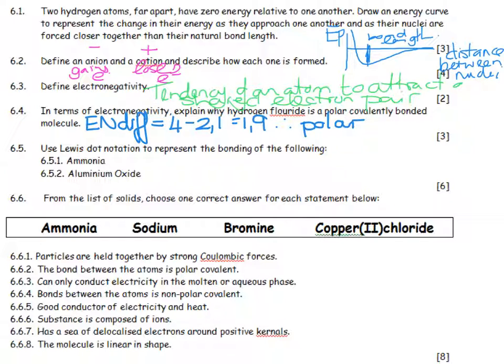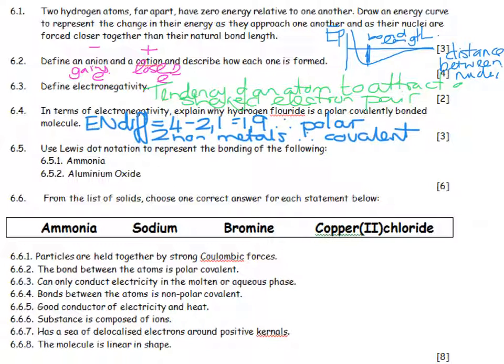It is covalent, it is two nonmetals, and therefore covalent. If I just said to you, what is the type of bond formed between hydrogen fluoride, you could have said ionic, because 1.9 is a very high electronegativity difference. However, this question was phrased saying it is polar covalent. Tell me why.